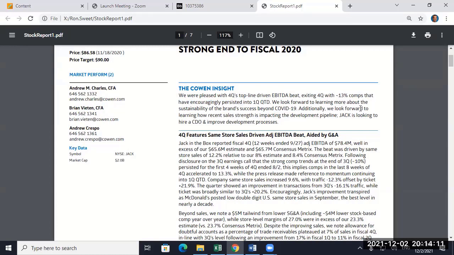I mean, they were doing everything. We look forward to learning how recent sales strength is impacting development pipeline. I don't know what development pipeline means, if that's new stores or new distributions. Jack is looking to hire a CDO. Anybody know what a CDO is? Development officer, and improve development processes. So everything's talking about development. Boy, that got me curious. Development of what? What are they developing?